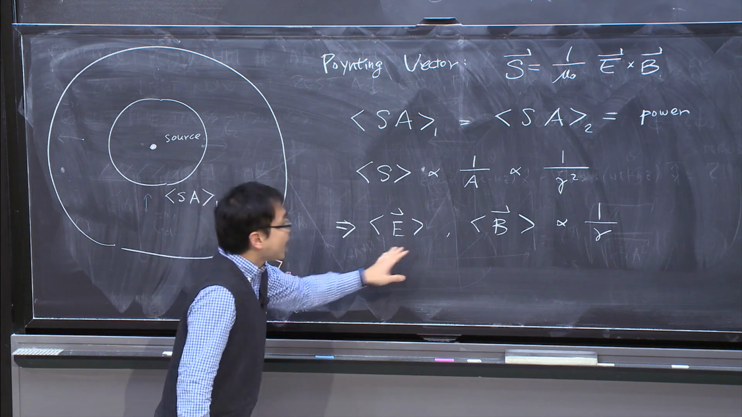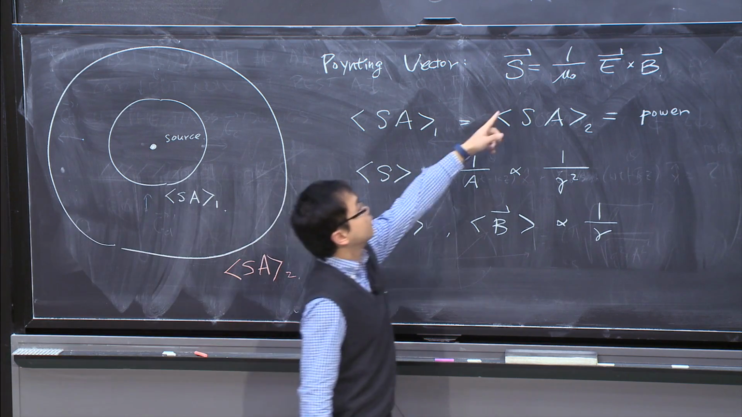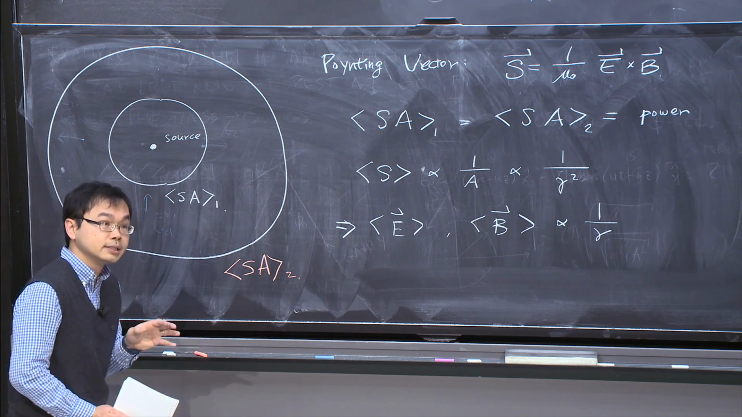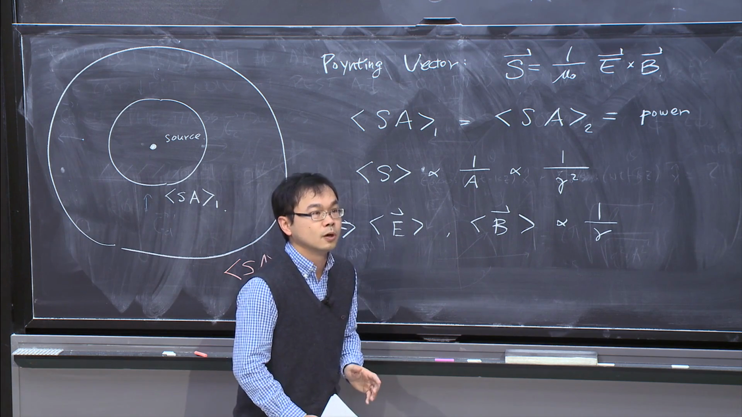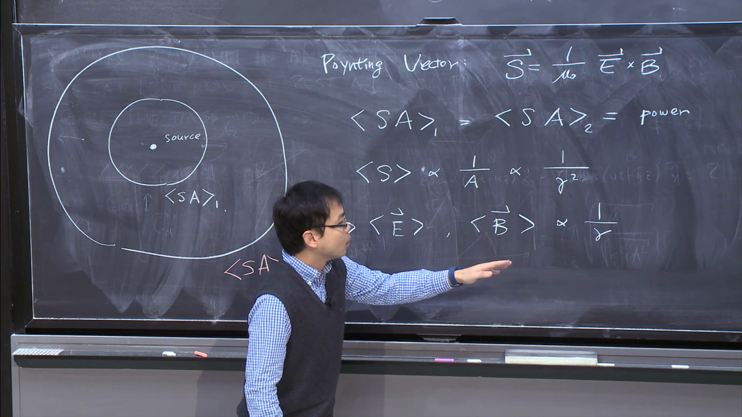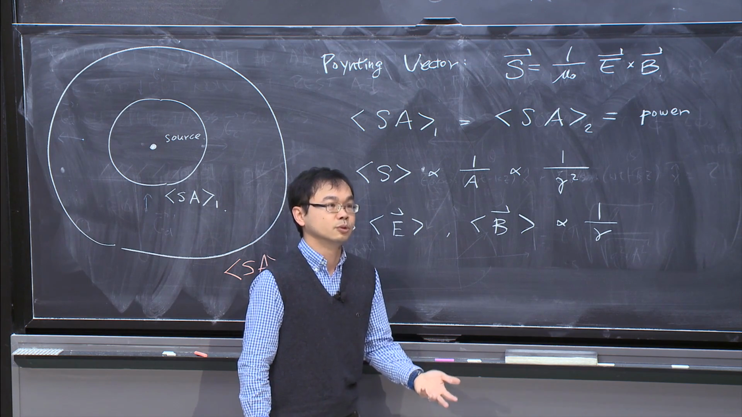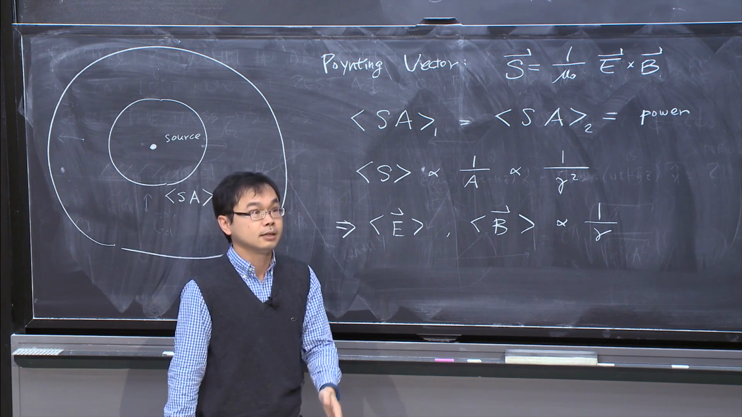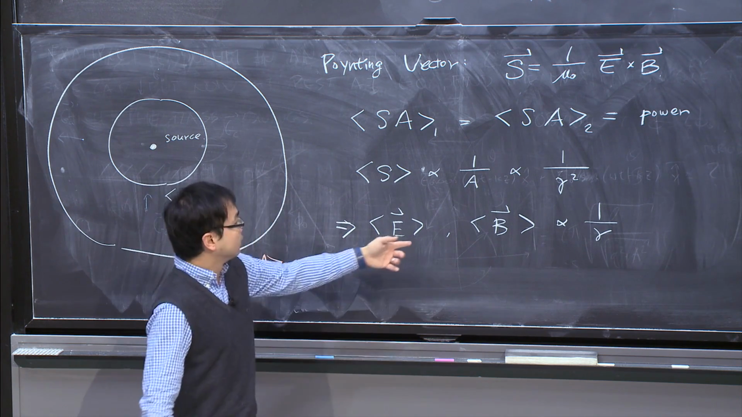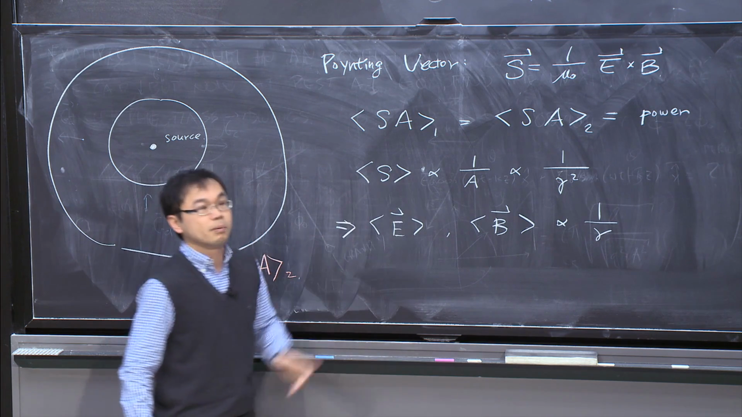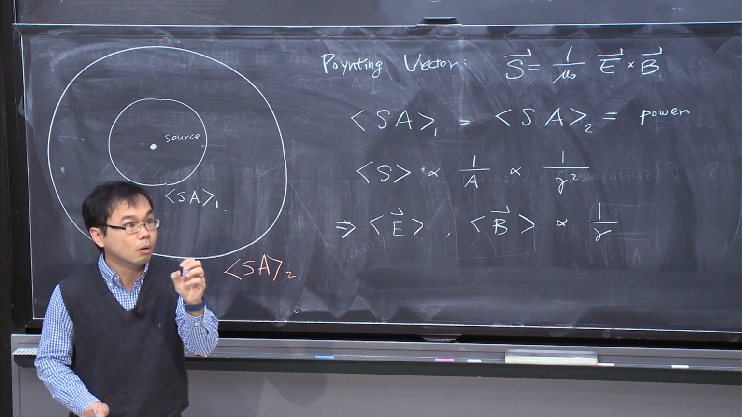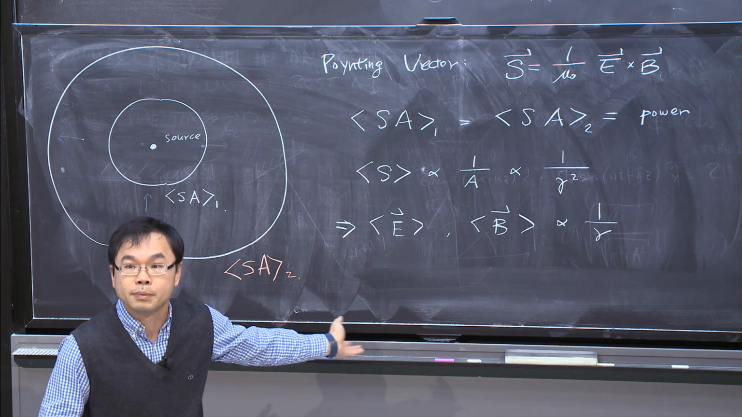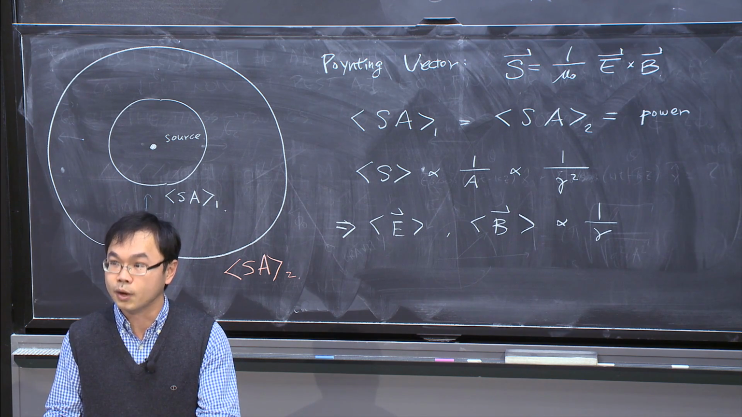Okay, so that means, if I look at the structure of the S vector, the Poynting vector, we can conclude that at least the electric field and magnetic field have to be proportional to 1 over r, which is the distance with respect to the source. Otherwise, if it's decaying faster than 1 over r, then the total power will approach 0 when you increase r enough. Then that means you will not see anything if you are far enough.